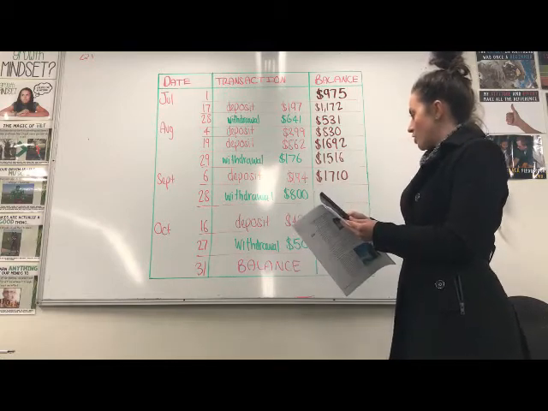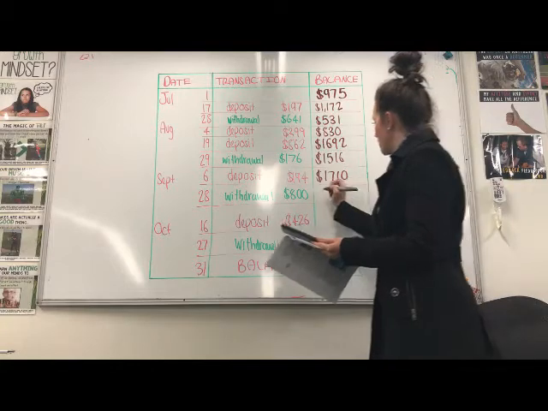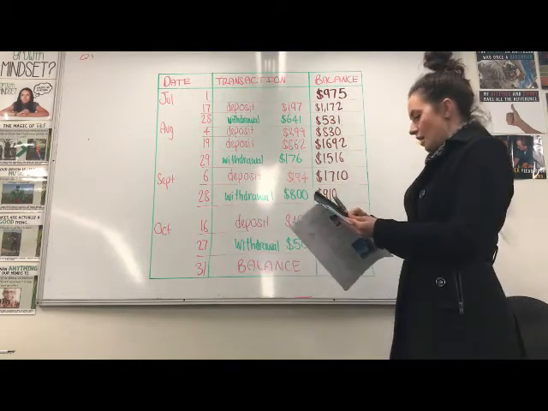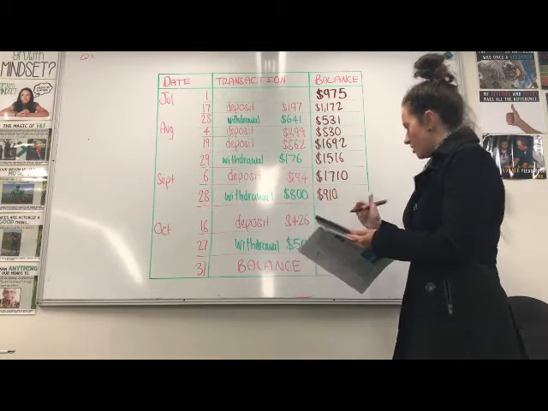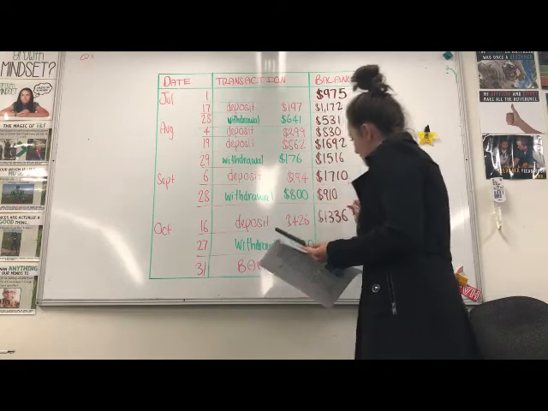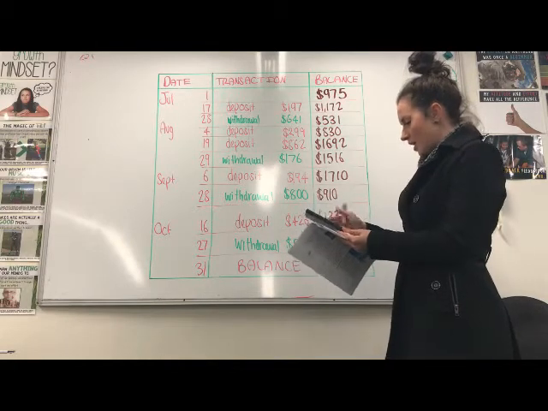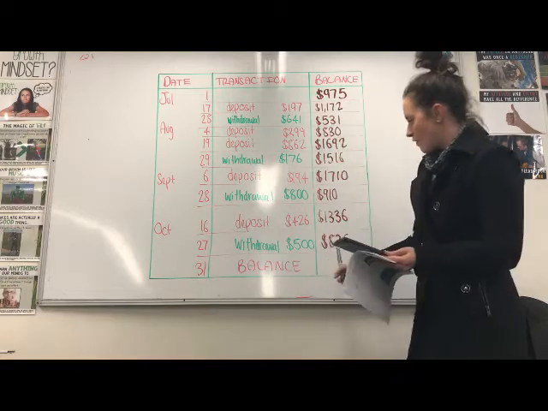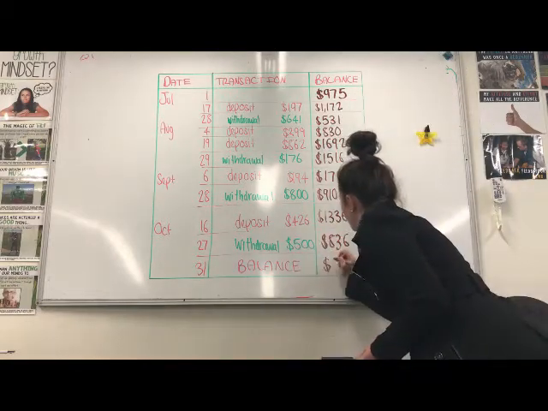Okay, so big withdrawal on the 28th of September. They withdrew 800 from this amount. So we've got 910 now. And then they deposited 426, so add 426, which is 1336. Then they withdrew 500, subtract 500 equals 836. So therefore my balance after 4 months would be $836.